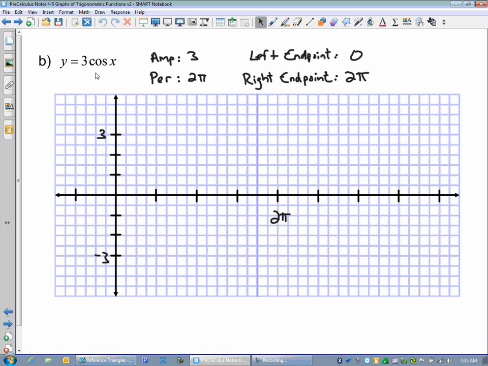And now since we're at cosine, we start at our maximum value. So at our left endpoint, we're going to have our maximum value. So that will be our point there, which means our right endpoint will have the same value. Halfway between them, we're going to have our minimum value, which will be negative 3. And halfway between the first 2 points is going to be the intercept, and halfway between the second 2 points is going to be the intercept. Those are our 5 key points. Connect the dots with a nice smooth curve, and that will be our graph. Don't forget to put the arrows on both sides because this curve does continue on indefinitely to the left and to the right.